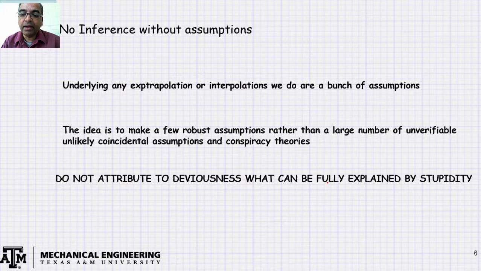Okay, and this kind of idea is there any time you have a model for anything. So you listen to conspiracy theories where this person did that and all of that, you will see that conspiracy theories are unlikely events because they make a large number of assumptions about coincidental events. So there's a very nice statement about this: do not attribute to deviousness what can be fully explained by stupidity. Okay, so the idea is, if a simple explanation will do, don't try a complicated explanation. So the question is, what do we mean by simple and what do we mean by explanation, things like that. We will see what happens.